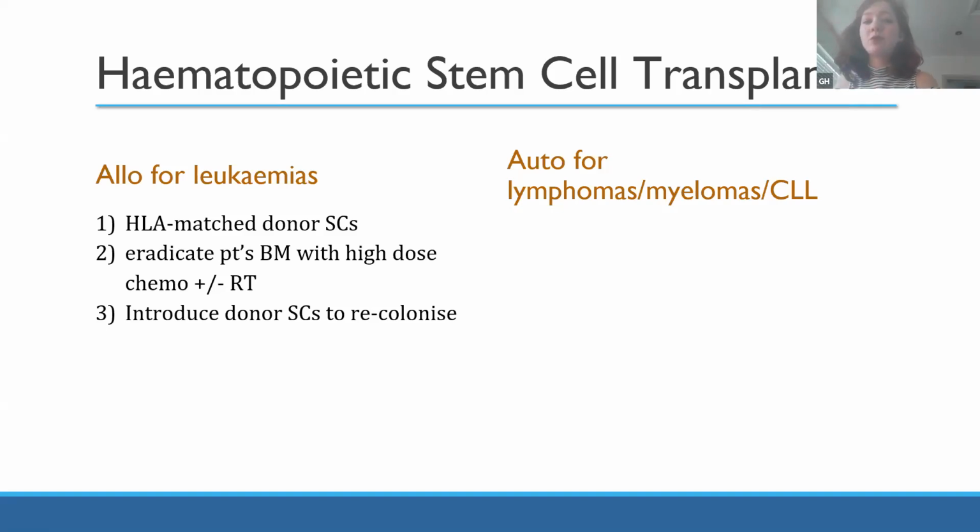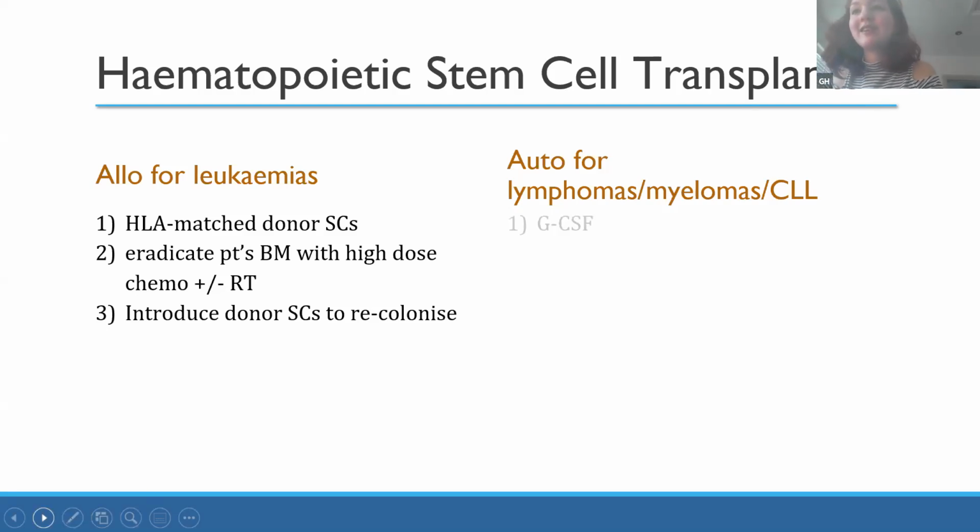And then after they've given them this regime beforehand to wipe out their bone marrow, they then give them the donor's stem cells to recolonize the bone marrow. It looks like a platelet transfusion. They don't have to go to theatre or anything. They can just be in their own room and they get this transfusion IV. It also, as a fun fact, smells of tinned sweet corn. So I've had patients complain about that.